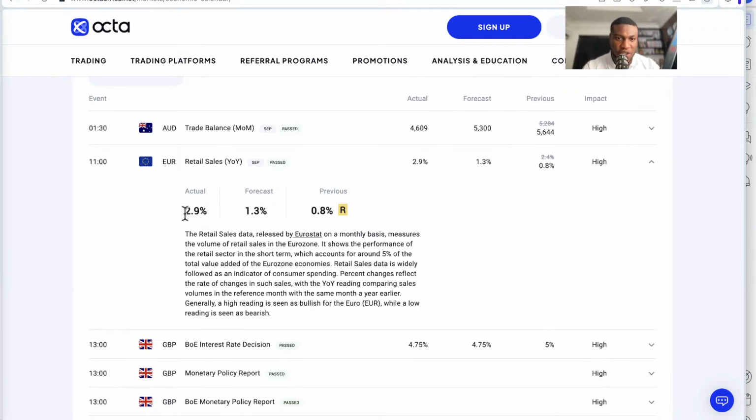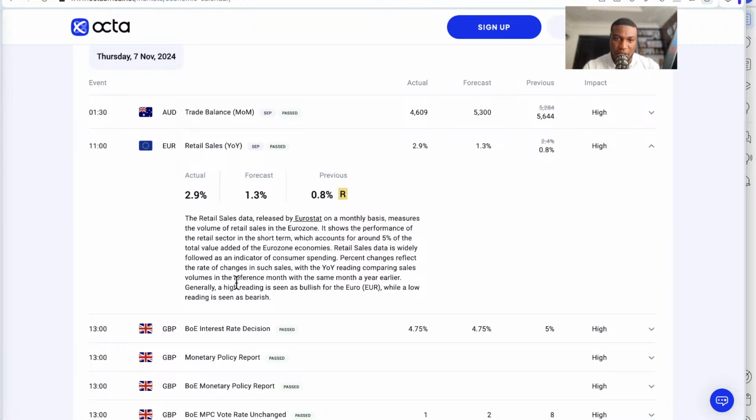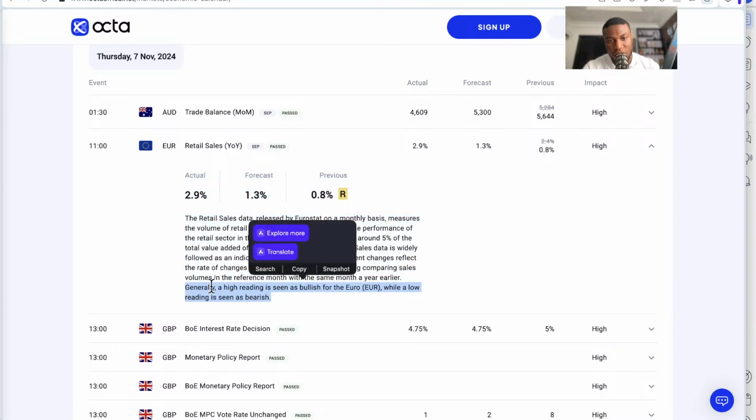So as you can see, again, just go over the definition. The retail sales data released by Eurostat measures the volume of retail sales in the Eurozone. It shows the performance of the retail sector in the short term, which accounts for around 5% of the total value added of Eurozone economies. And again, an important sentence in this paragraph would be the last one, which is a high reading. It just shows you the influence of the reports on the euro, right?